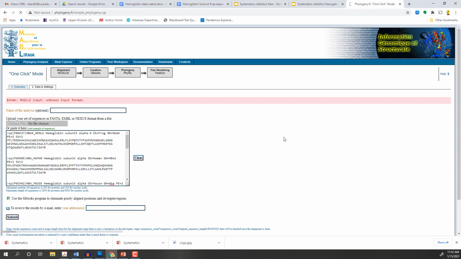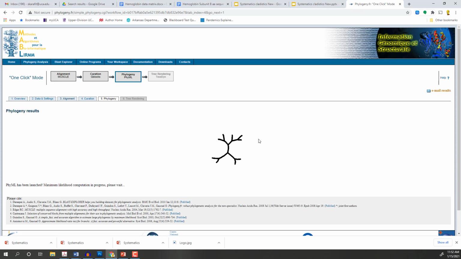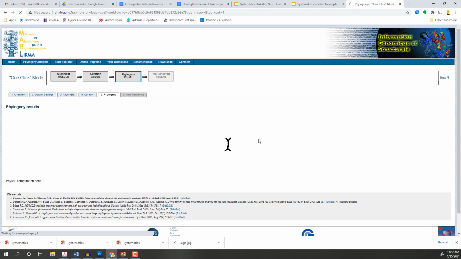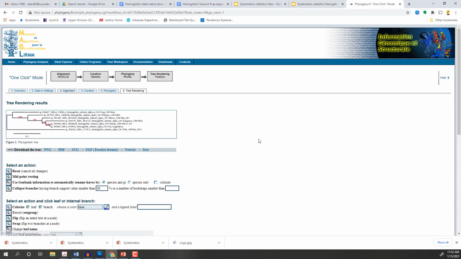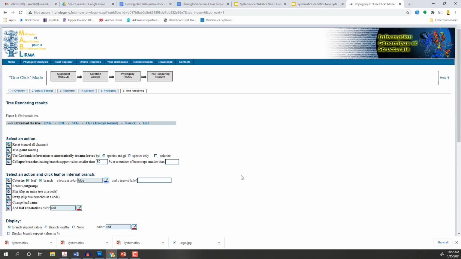And I hit submit. And then what it's going to do is it's going to compare the hemoglobin in the different organisms. And then after it processes, it's going to build a tree of how these organisms are likely related. It might take a minute. And sometimes the server's busy, so you might have to try it at different times. And it's going to spit out a tree. So I'm going to make this tree bigger so we can see it.